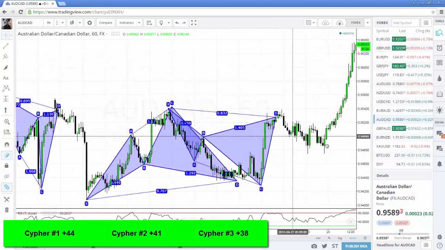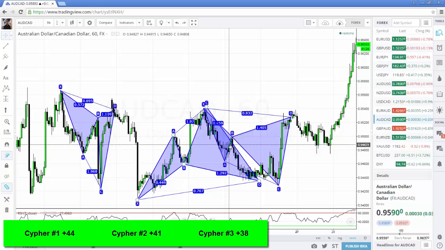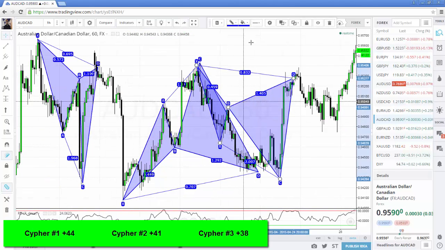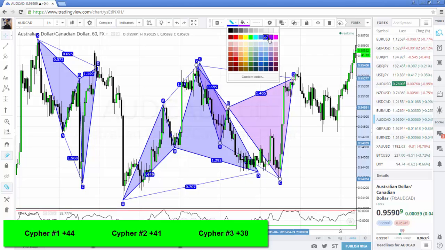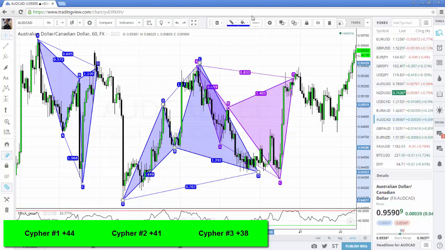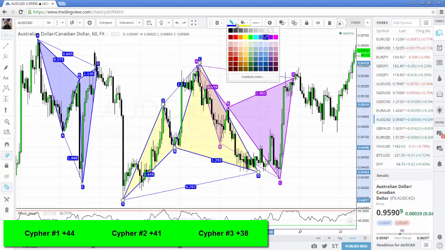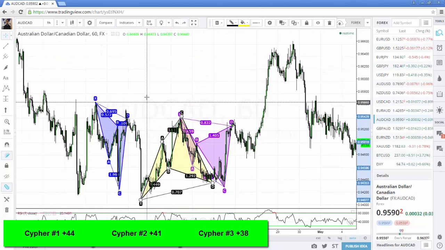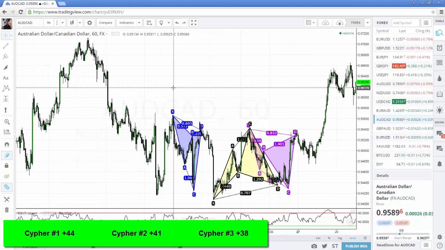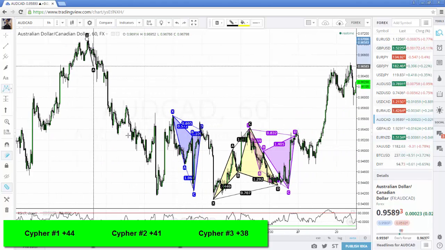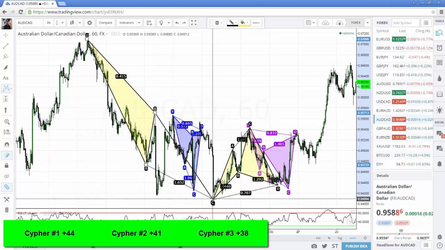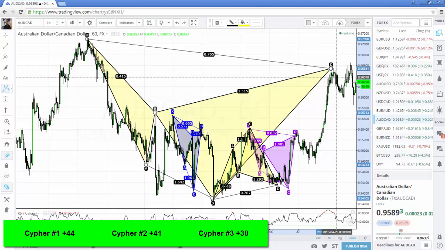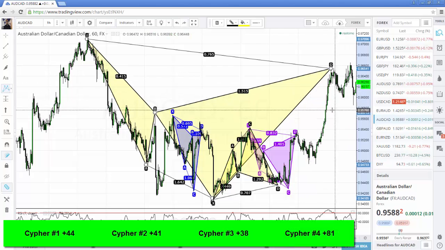And then we put in Cypher number 4. Let me go ahead and change some of these colors just so we don't confuse you guys. Let's have Cypher number 3 purple. Let's change this one to yellow. We had Cypher number 4 on the higher time frame looking like this. X to A to B, B to C right down here, a CD completion up here. This was the double top that I brought to you guys.